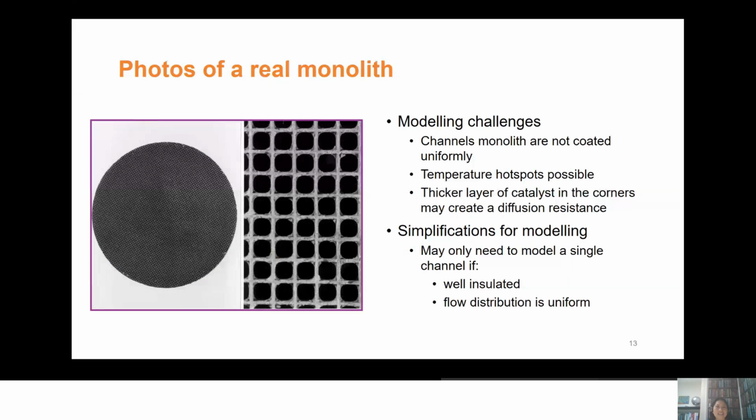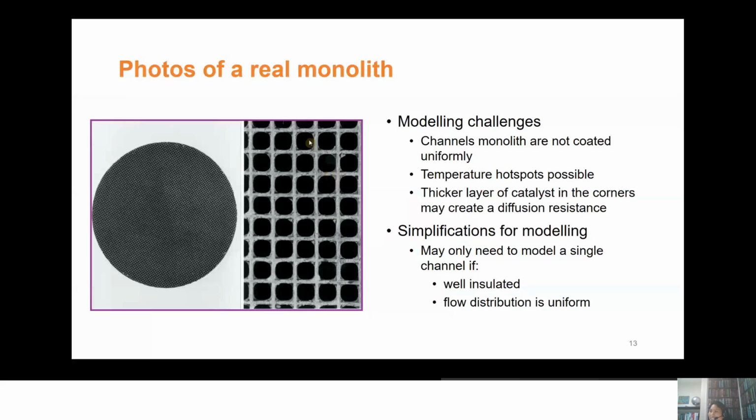Okay, so this is what a real monolith looks like. The close up, this is the real monolith. You can see the large number of cells, and then we have a close up of the cells, and you can see here a number of modeling challenges. We will use some simplifications. So what are the modeling challenges that you can see?